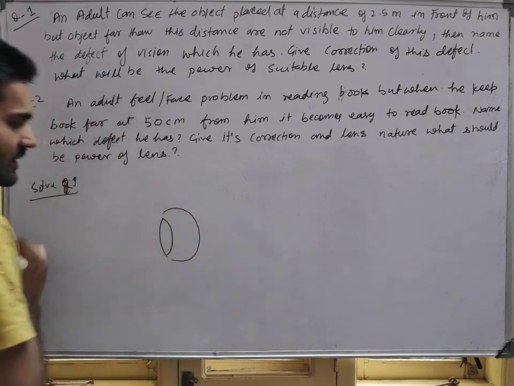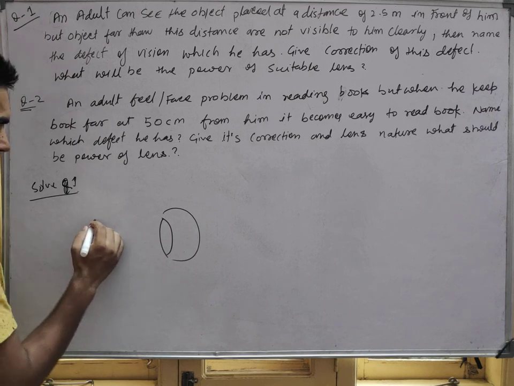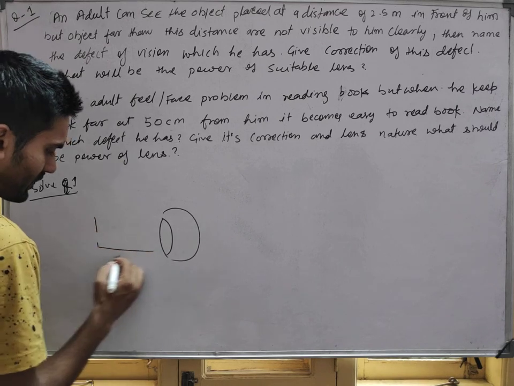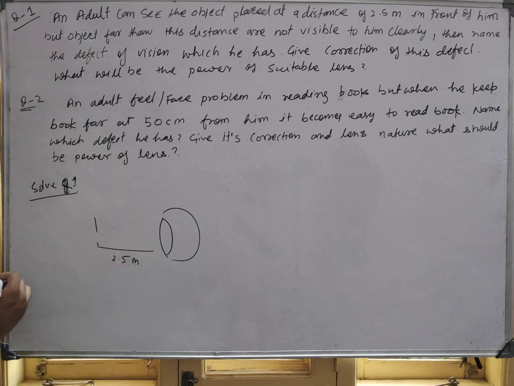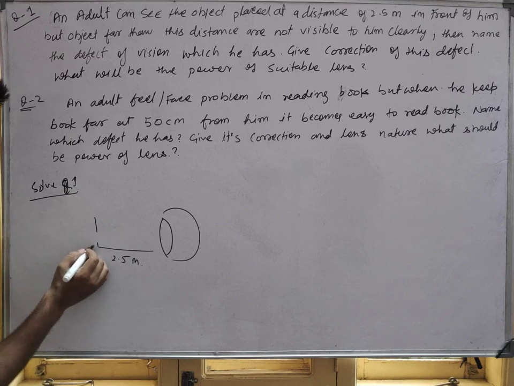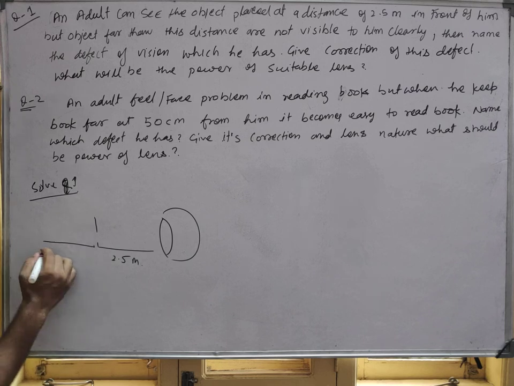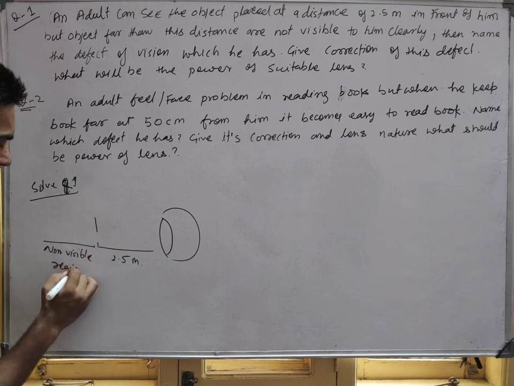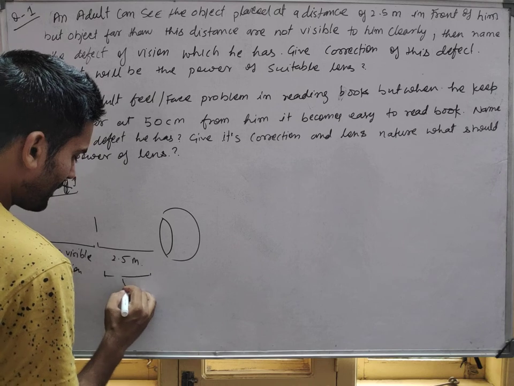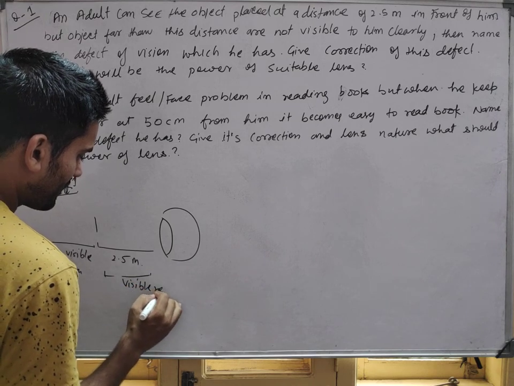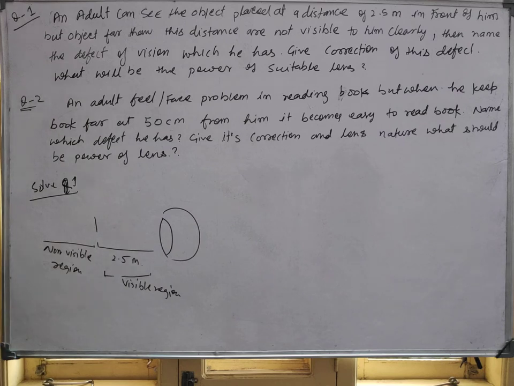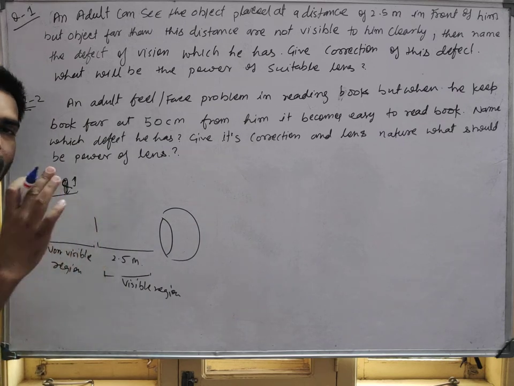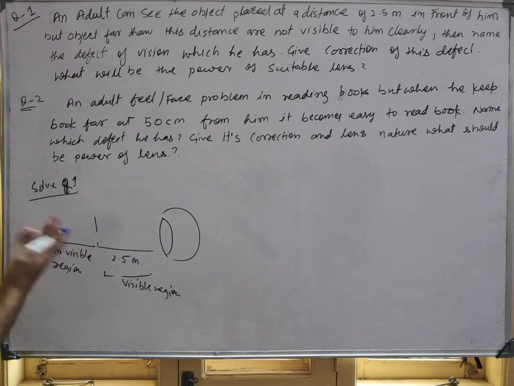In the question, it is given that a guy can see up to 2.5 meters. After this 2.5 meters, nothing is visible. This is the non-visible region, and this is the visible region. It means up to 2.5 meters he can see the object, and after this he cannot see the object.